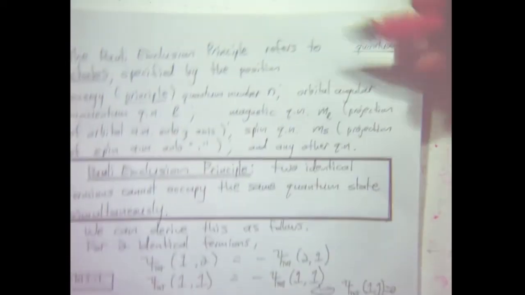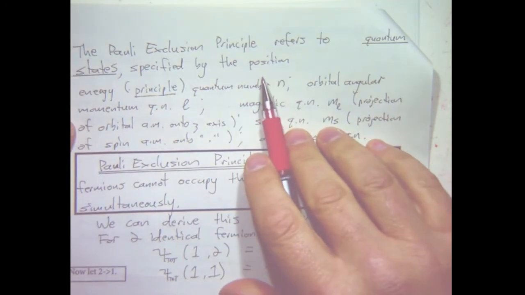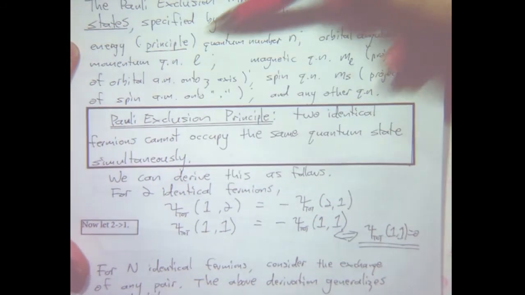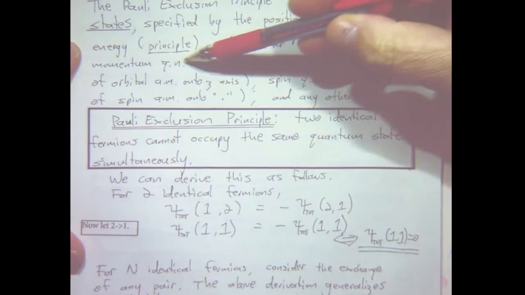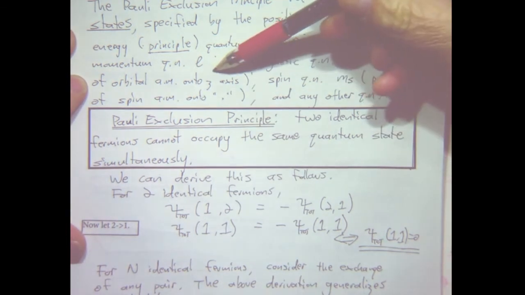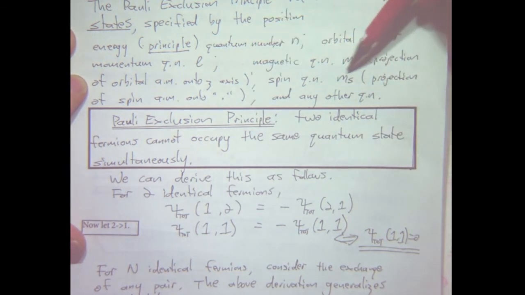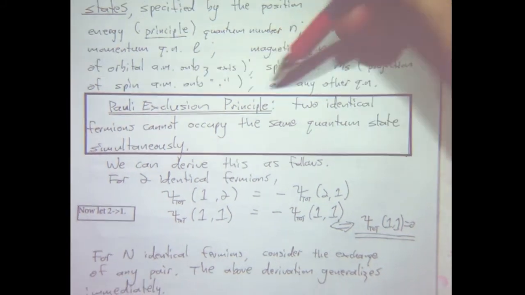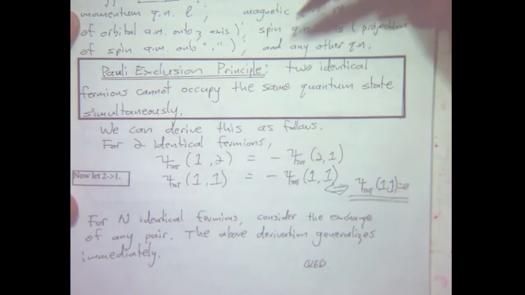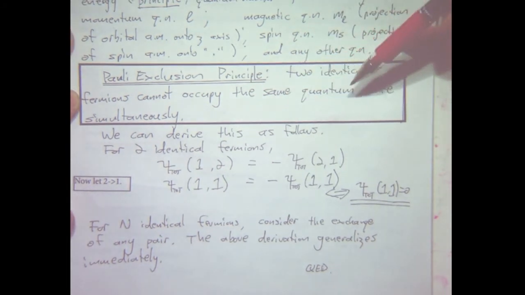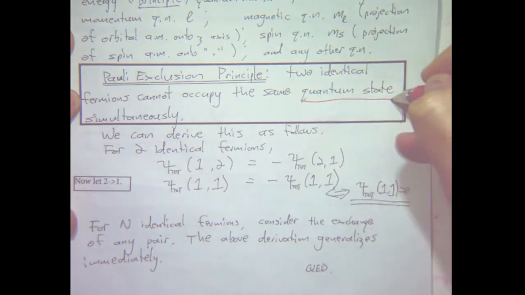All right. So the Pauli exclusion principle refers to quantum states specified by the energy, which is a principal quantum number, orbital angular momentum quantum number L, magnetic quantum number ML, which is a projection of the orbital angular momentum onto the z-axis, spin quantum number MS, which is a projection of the spin angular momentum onto the z-axis, and any other quantum number. The Pauli exclusion principle states that two identical fermions cannot occupy the same quantum state simultaneously.